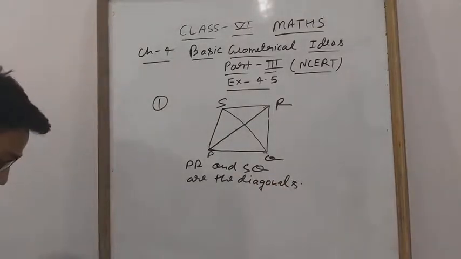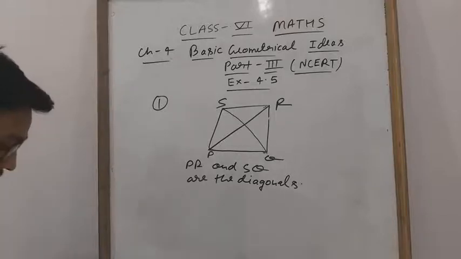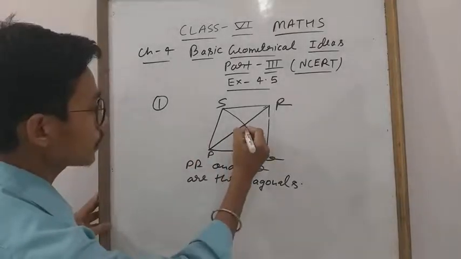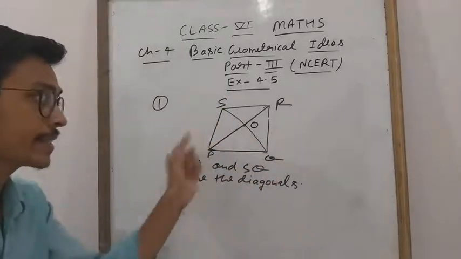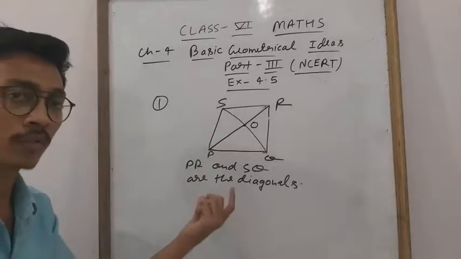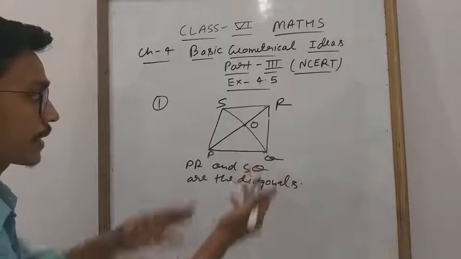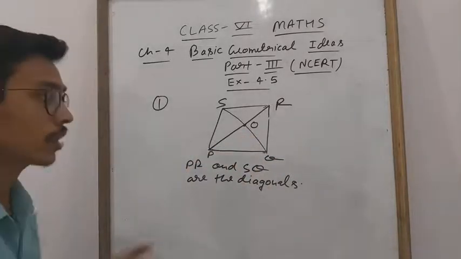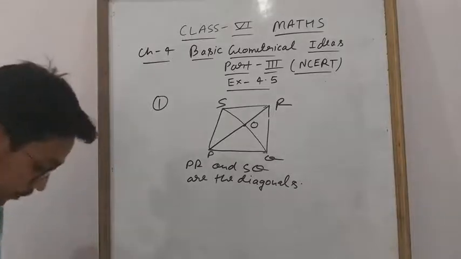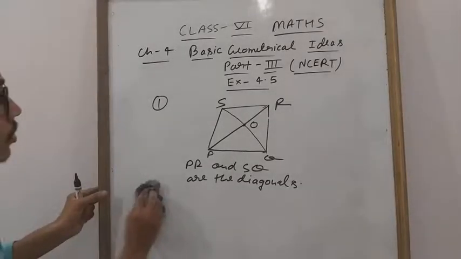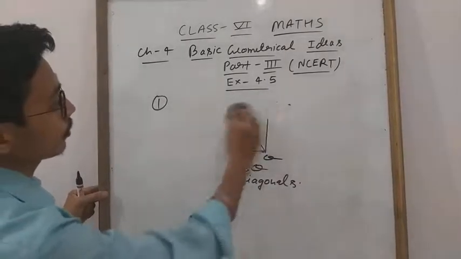Name the meeting point of the diagonals. Look, the meeting point means this one. This one is the meeting point. Now tell me, student, does this meeting point lie inside the quadrilateral or outside? You will simply say it lies inside the quadrilateral. So you will write down: the meeting point is O, which lies inside the quadrilateral. Okay, student. So this is your exercise 4.5, question number 1.